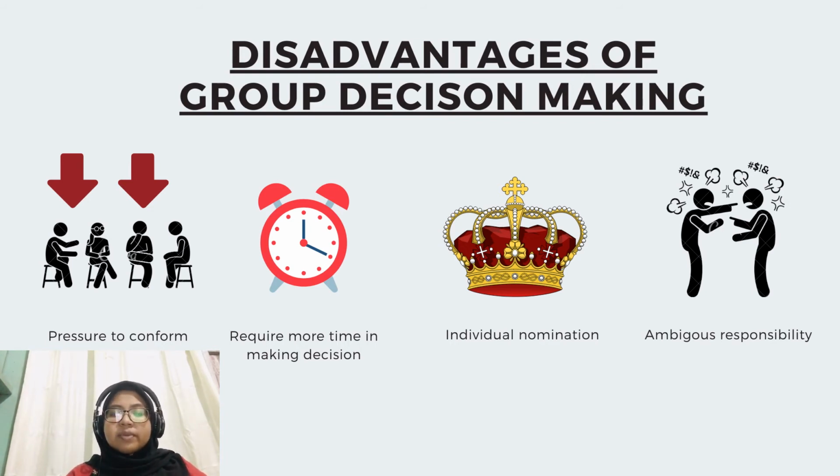So in group decision making, there will be one individual who will nominate the group decision, and the last one is ambiguous responsibility. An ambiguous responsibility situation will occur when there are more than 5 members in a group decision making, so there will be some problems in dividing responsibility or dividing jobs among each member.